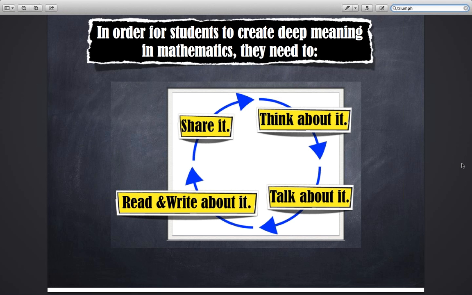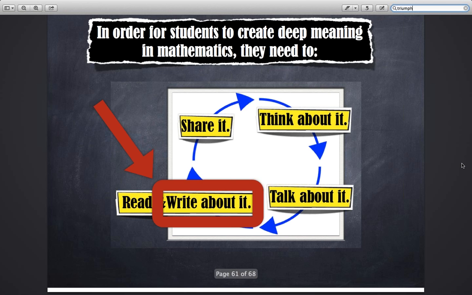So we'll start to close this out and be happy to take questions. But again, in order for students to create deep meaning in math, they really need to be doing 4 things. They need to think about it, they need to talk about it, they need to read and write about it, and they need to share it. And hopefully in future webinars, we can talk about how to get students talking about math, how to get them reading about math, how to really get them thinking and sharing about it.